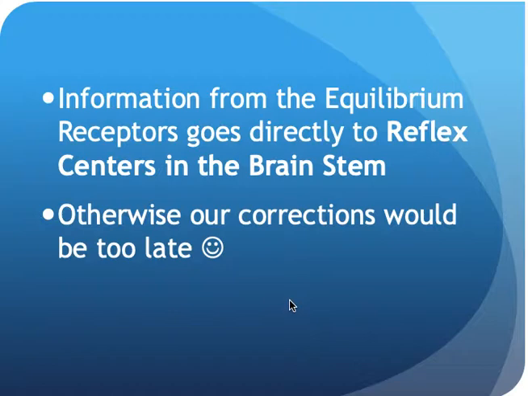And we do this because we're trying to correct really quickly, and we're trying to make sure that we don't fall down. If we had to take a really long time to analyze all these things and it wasn't going to that reflex center, a lot of times our corrections would be way too late.